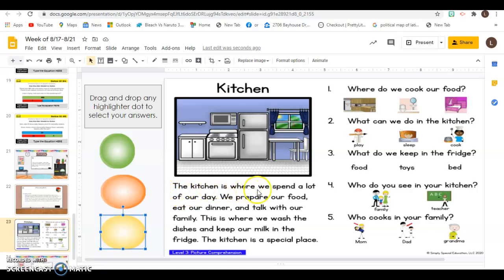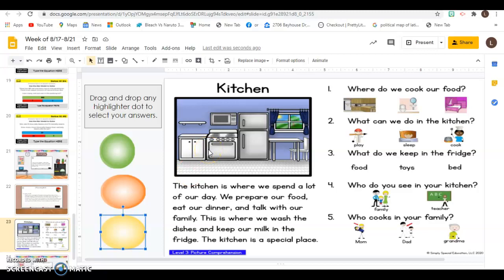The kitchen is where we spend a lot of our day. We prepare our food, eat our dinner, and talk with our family. This is where we wash the dishes and keep our milk in the fridge. The kitchen is a special place. See, it was a short passage, not too bad.